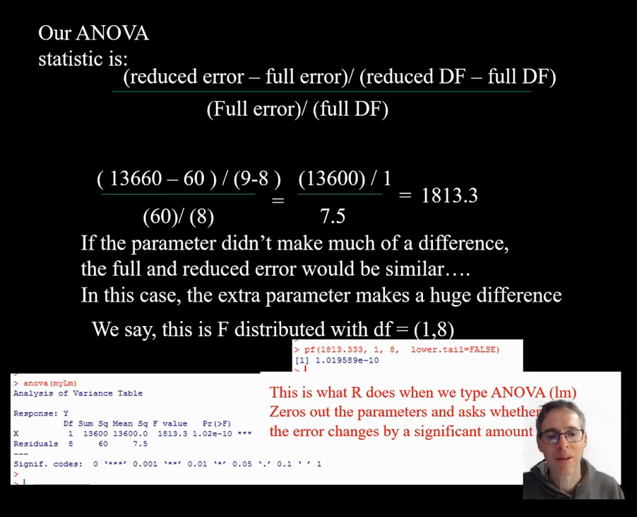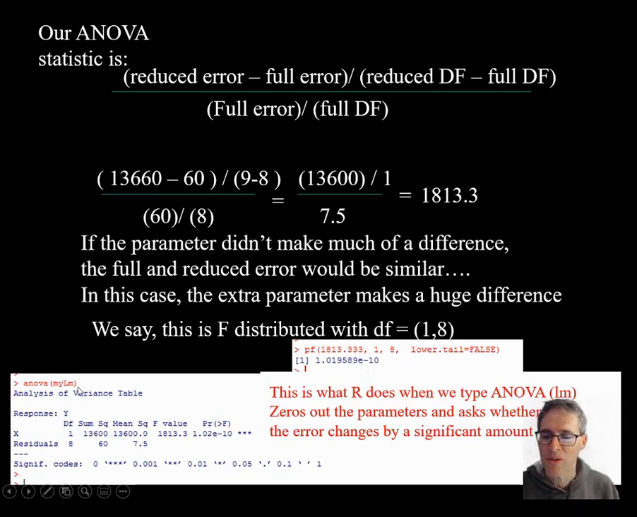And our p-value can be gotten from a one-sided test saying that this is F distributed, remember the F distribution from just a few slides ago, with degrees of freedom 1 and 8. The 1 corresponds to the numerator of this equation, the difference between the complex model and the reduced model, and then we divide that by the error associated with the full model. So we do this, and we get a p-value of 1.0 times 10 to the minus 10th.